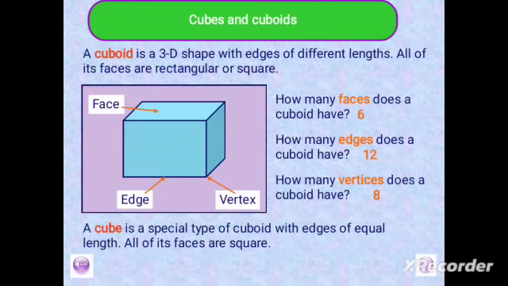So all that is on cuboid. Now let's move to a cube. A cube is a special type of a cuboid with edges of equal length. All of its faces are square.